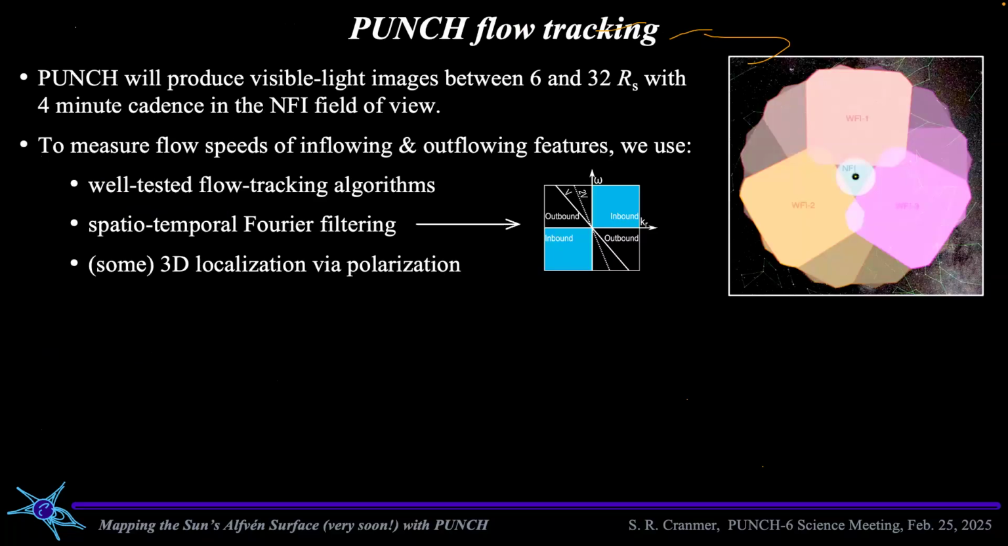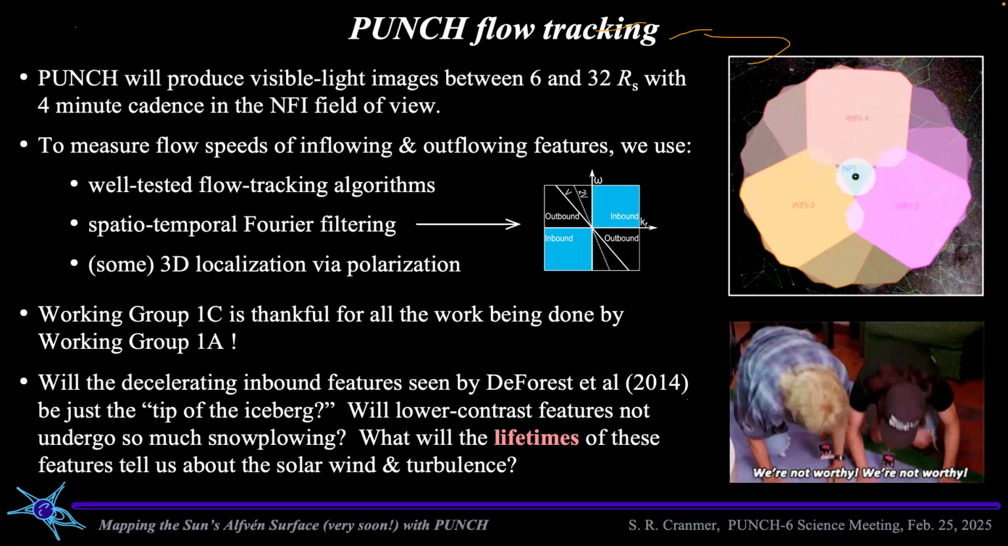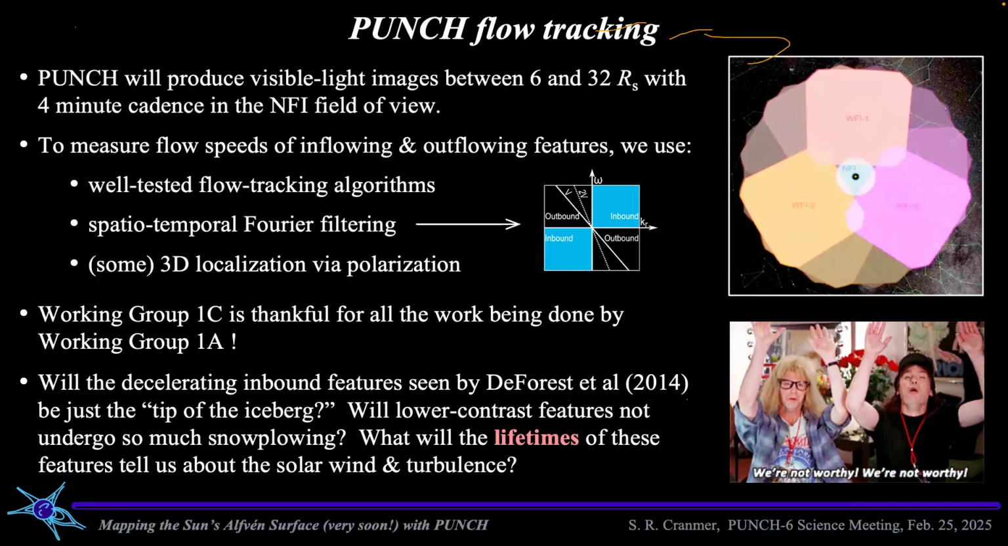So of course, PUNCH, specifically PUNCH NFI, will give us these nice 4-minute cadence data in this field of view where we think the Alfvén surface will be. We're going to make the best use we can of the flow tracking products, in combination with this Fourier filtering, so we can hopefully separate out the outgoing and the ingoing features. Possibly with some special information from the polarization as well, if there are dense blobs along the line of sight. Yeah, we are very much indebted to the work of Working Group 1A for the flow tracking algorithms, because we're going to be making very good use of them.